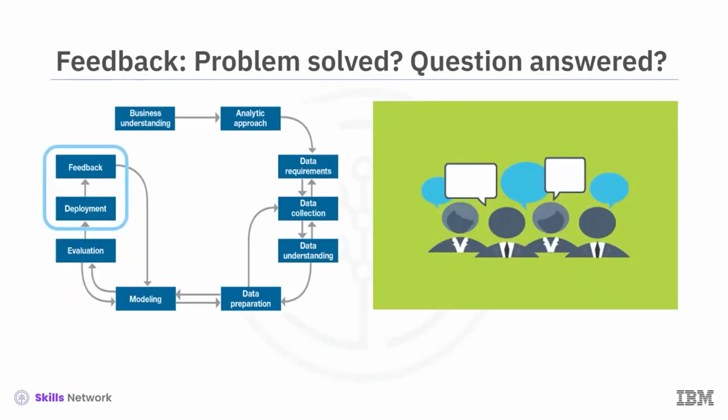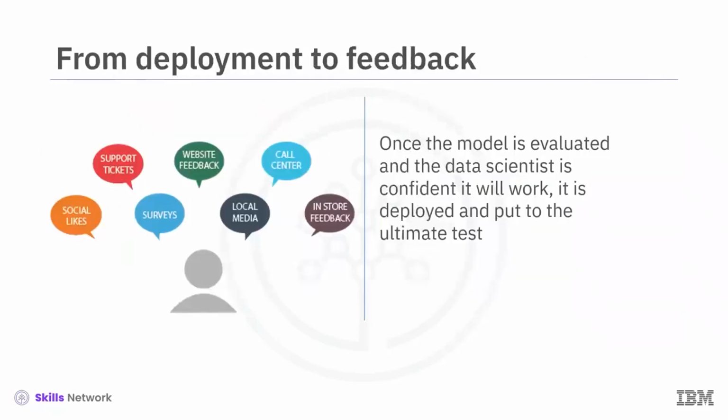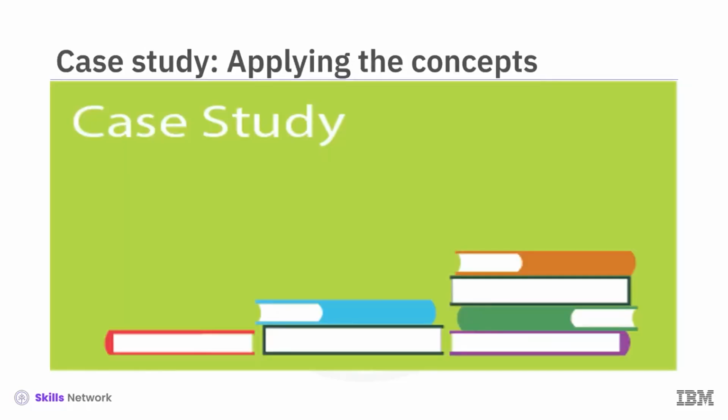Throughout the data science methodology, each step sets the stage for the next. Making the methodology cyclical ensures refinement at each stage in the game. The feedback process is rooted in the notion that the more you know, the more that you'll want to know. That's the way John Rollins sees it, and hopefully you do too. Once the model is evaluated and the data scientist is confident it'll work, it's deployed and put to the ultimate test: actual real-time use in the field. So now let's look at our case study again to see how the feedback portion of the methodology is applied.